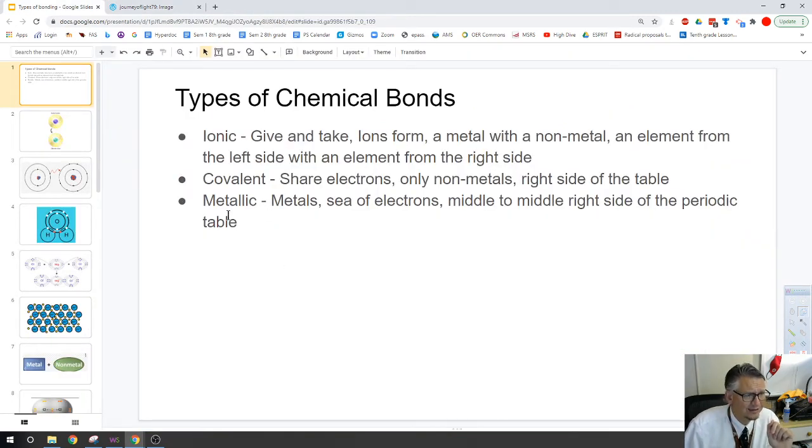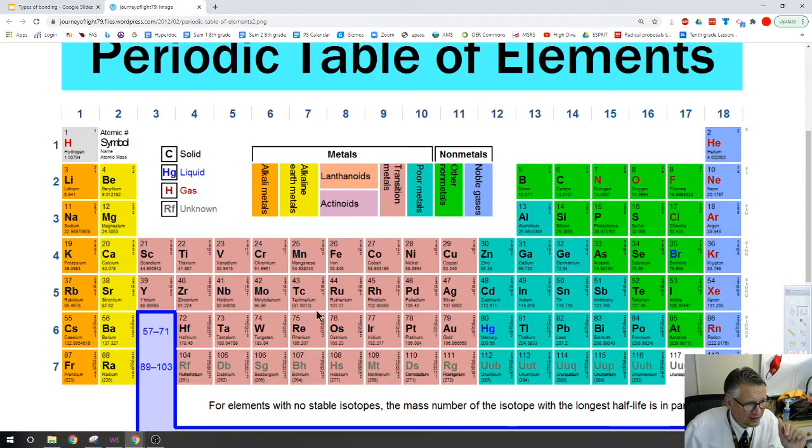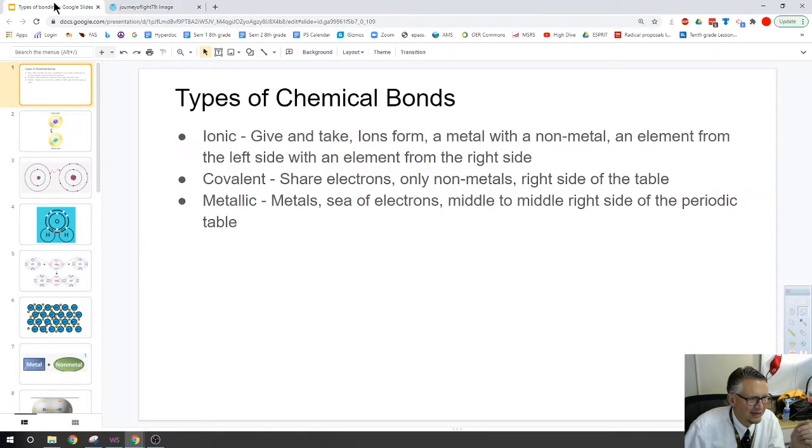And the third type of bonding is metallic. This is going to be just metals, and I like to call it a sea of electrons. There are so many electrons that it's just happy being there. When we take a look at them, these are going to be the metals. So I say middle to middle right. These are the metals that for the most part are going to form that way. If you think about a metal like iron, zinc, aluminum, those are going to be the ones that form metallic bonds.